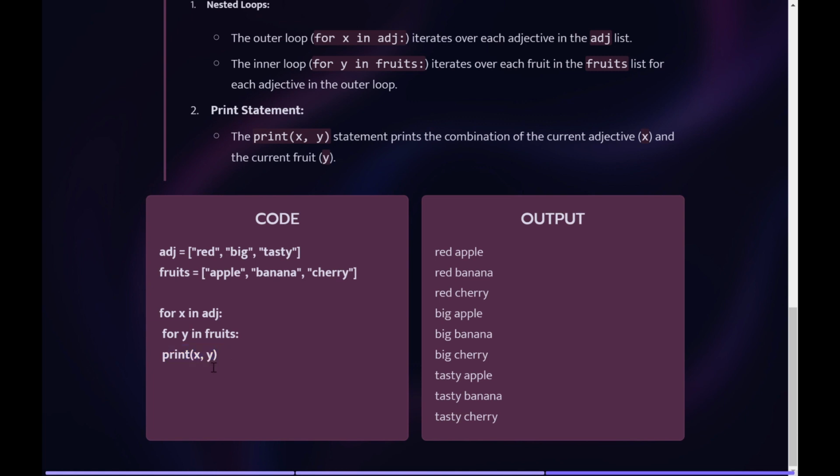And now I'm going to print x and y. So first my x is going to be red and y is going to be apple. So red and apple. And next y is going to get incremented. y moves to banana, x remains the same. So red and banana. And again y gets incremented to cherry. You get red and cherry. Now this loop is done, I mean, there are no more elements to iterate. So we go to the outer loop where x moves to big, and similarly, as you can see, the flow goes on.